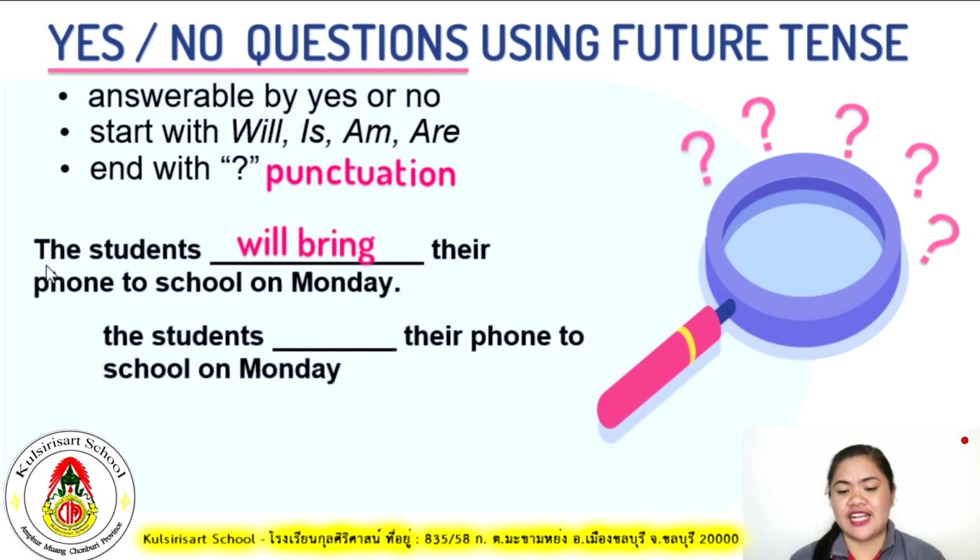We have here the example. This is in the declarative form. The students will bring their phone to school on Monday. And if you're going to change this to a yes or no question, that will become, will the students bring their phone to school on Monday? Question mark. Okay? Do not forget your question mark. Next.